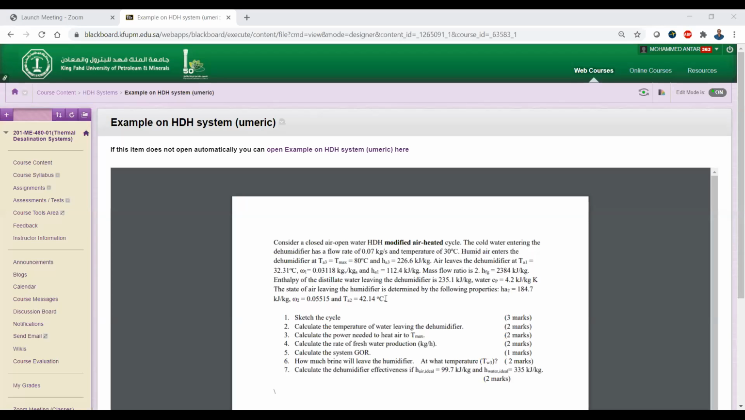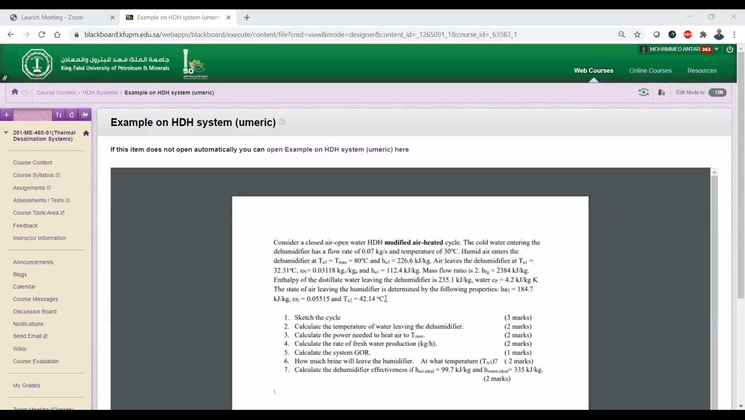Bismillah ar-Rahman ar-Rahim. So we are starting today with a numeric example related to humidification, dehumidification, desalination. We'll read the problem first, and then we'll start the analysis.